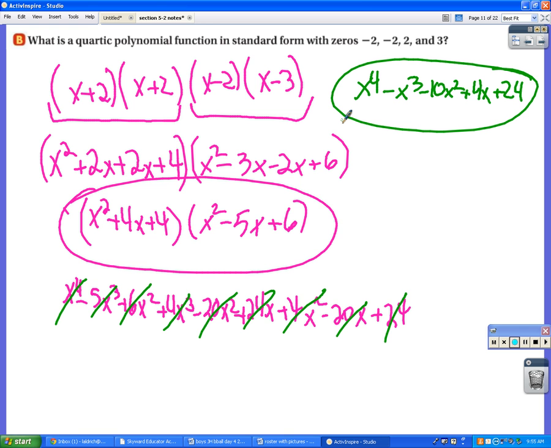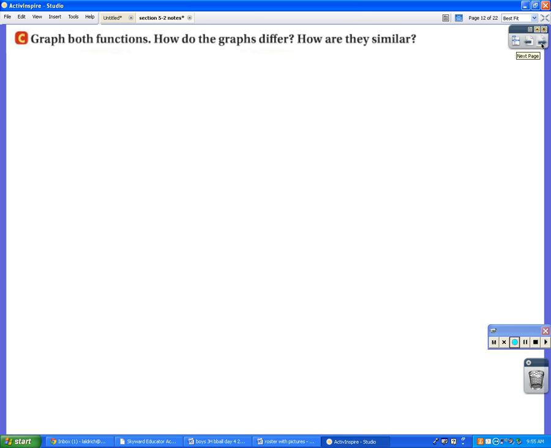Where will it cross the x-axis? Not at 0. It crosses at -2, and +3, and 2. Okay, now something weird's going on here because it has -2 in there twice. All right, so let's talk about what that's all about.